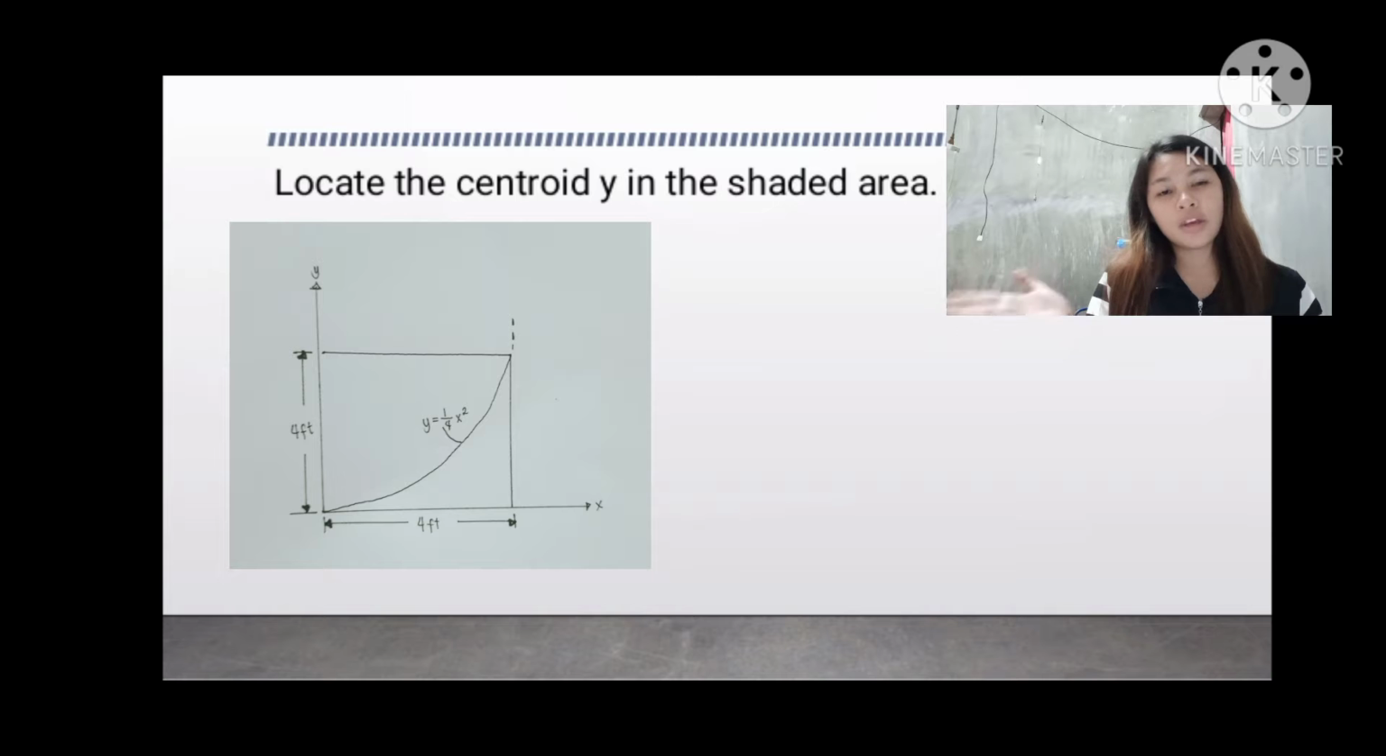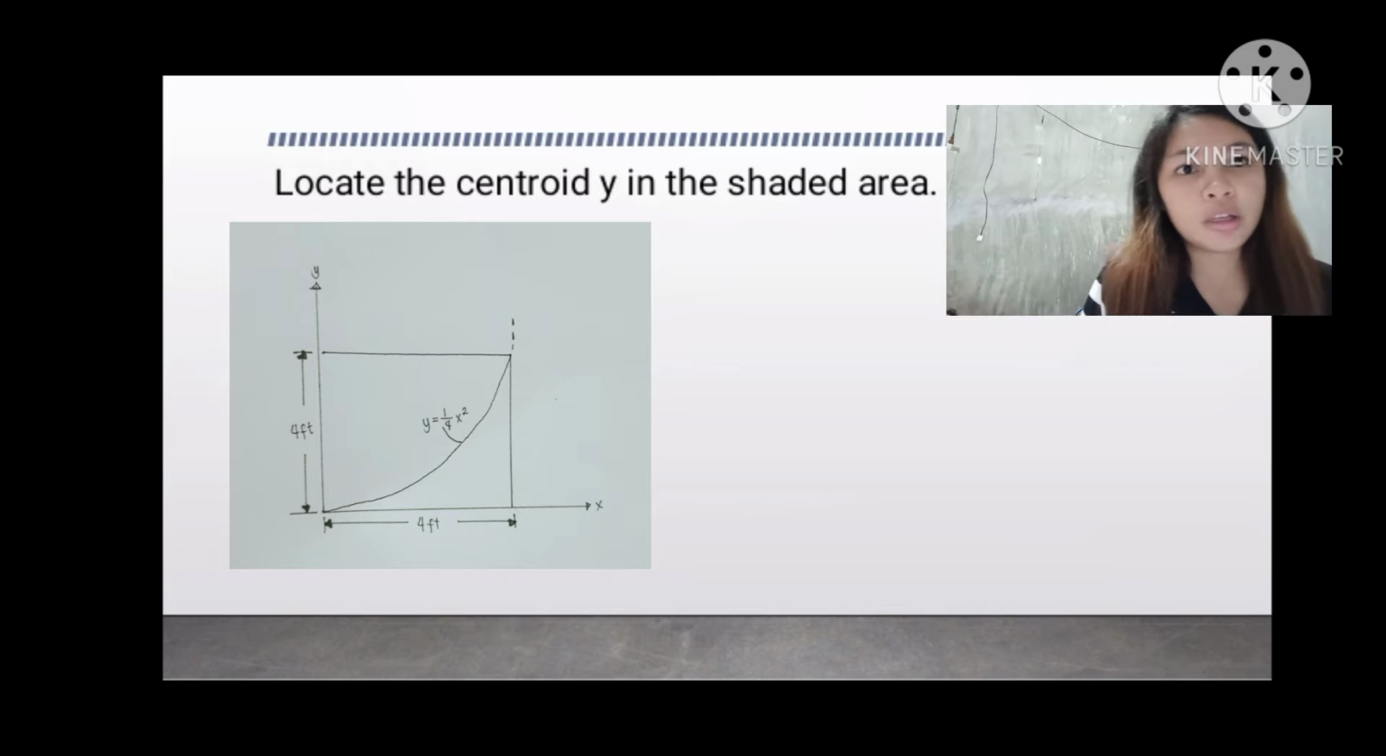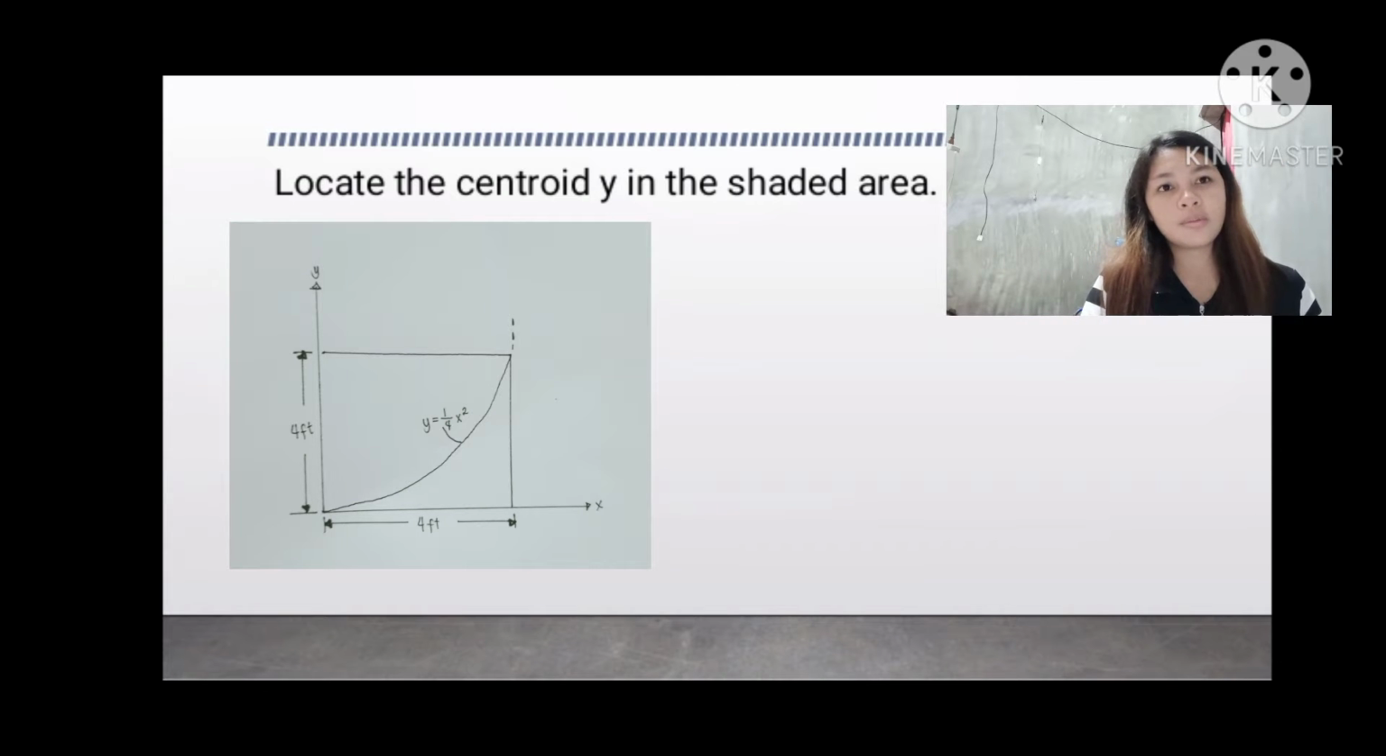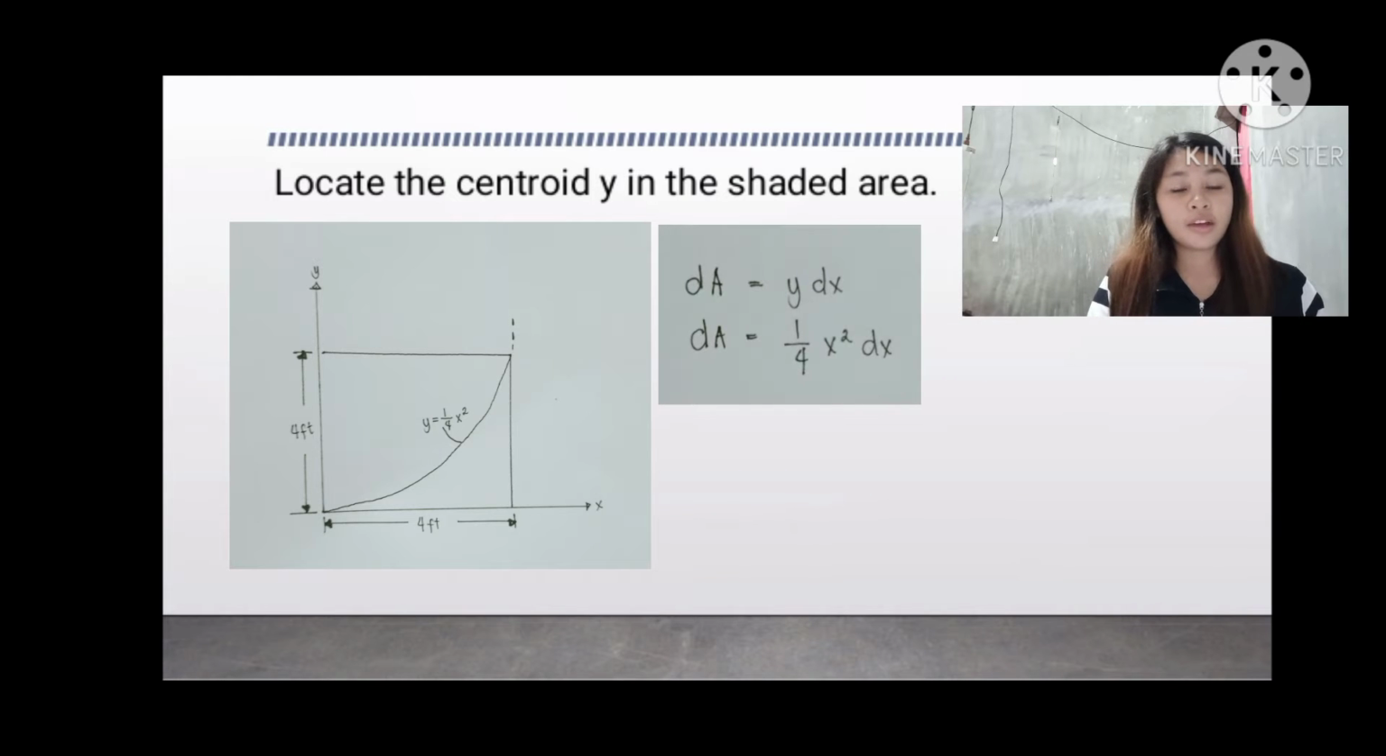In this figure, the object is a parabolic spandrel, where a point somewhere in this region represents y equals 1/4 x squared, with a distance of x equals 4 feet and a height of 4 feet. The area is equal to y dx, where y is equal to 1/4 x squared, as we said earlier, which gives us 1/4 x squared dx.